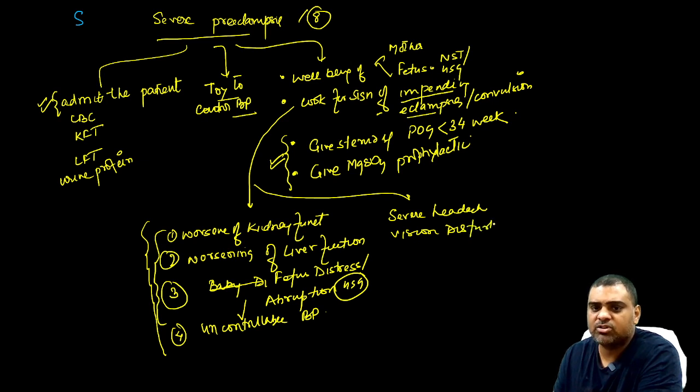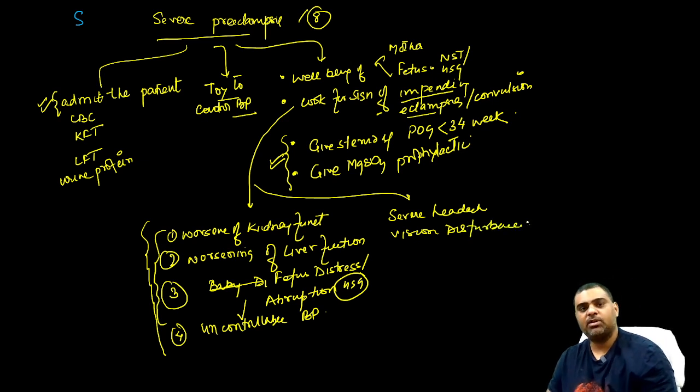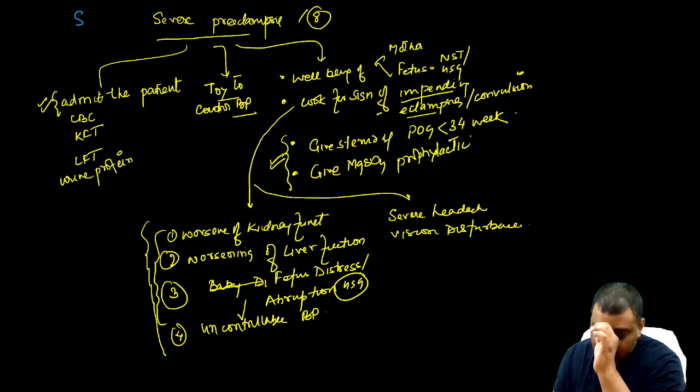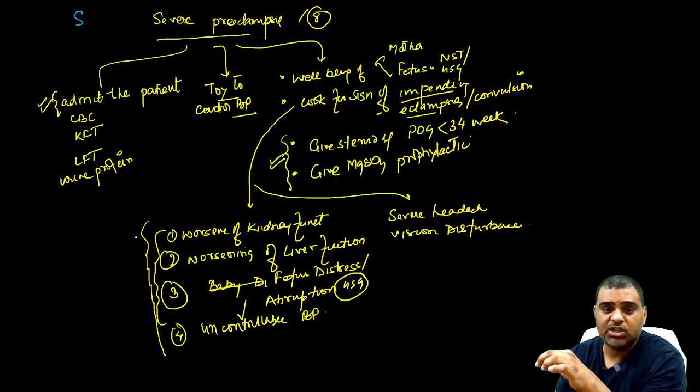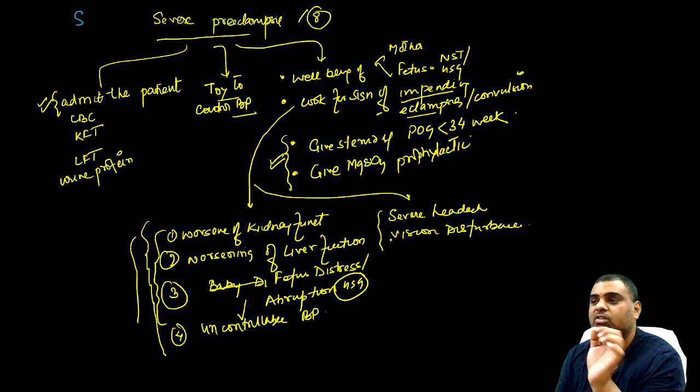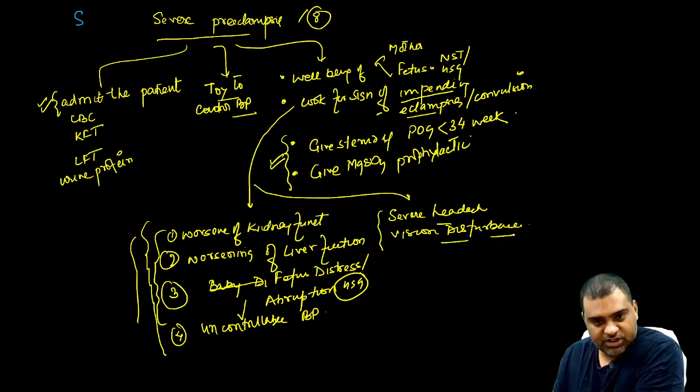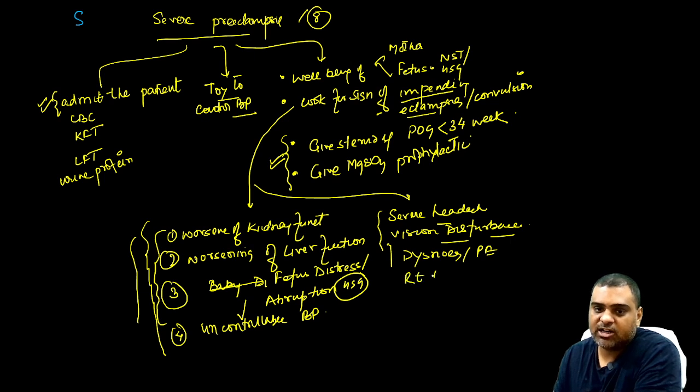Now you will say that these were also the signs of severe preeclampsia. Yes, I have told you, in mild preeclampsia, if any one of the 8 is present, that will be called severe preeclampsia. And in severe preeclampsia, if any of these 8 things is present, it will be called impending eclampsia. Severe headache, vision disturbance, dyspnea because of pulmonary edema, or right hypochondrium pain or epigastric pain.